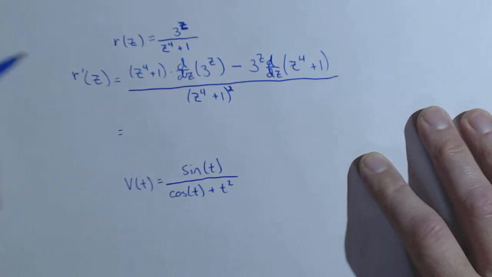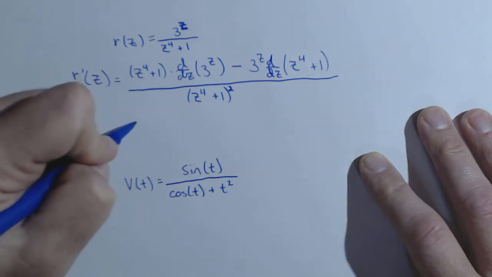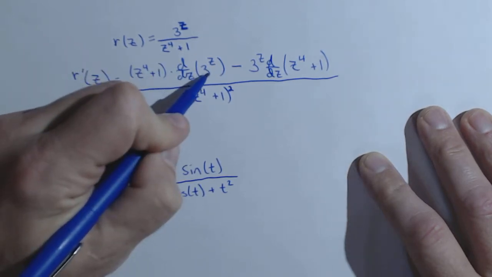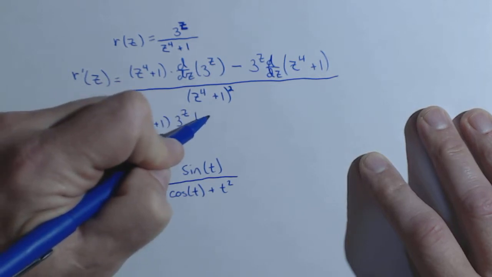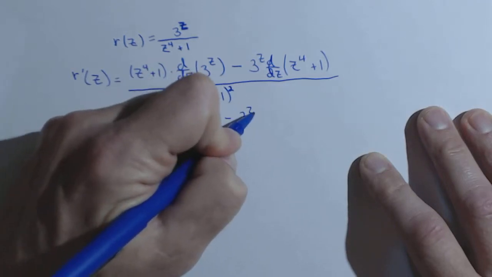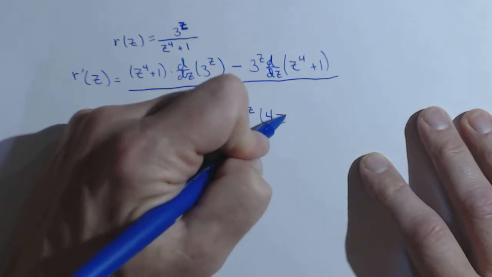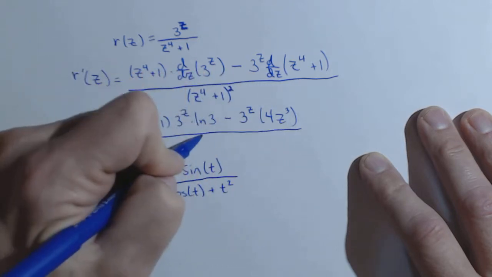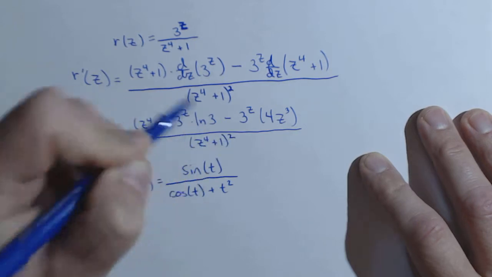Also, a lot of times with the quotient rule, there's not a lot of simplifying we can do. But let's see what happens. So first off, this was held constant, z to the fourth plus 1. And then the derivative of an exponential has itself, so 3 to the z times natural log of the base, minus 3 to the z times the derivative of that guy there, which is 4z cubed, all over z to the fourth plus 1 squared.